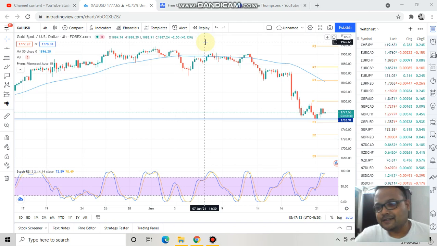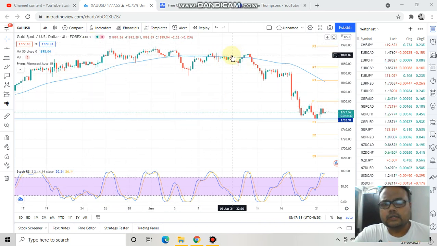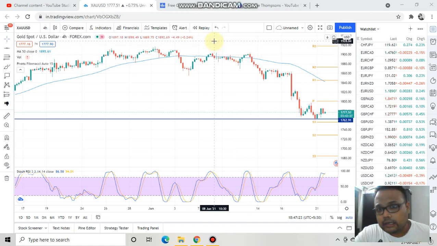So let's get started. This is the chart of gold USD, and as you can see, I am in the 4 hours time frame. As we all know, last week the market saw heavy selling pressure. The market broke all these support levels.